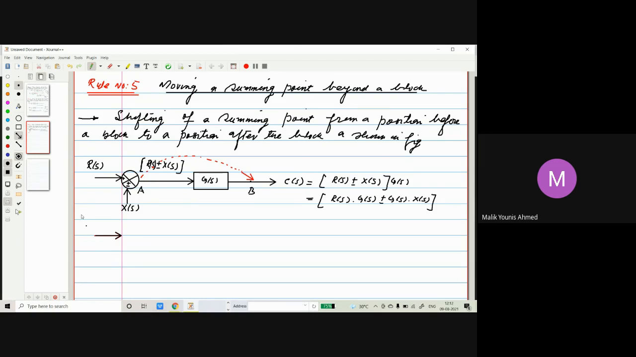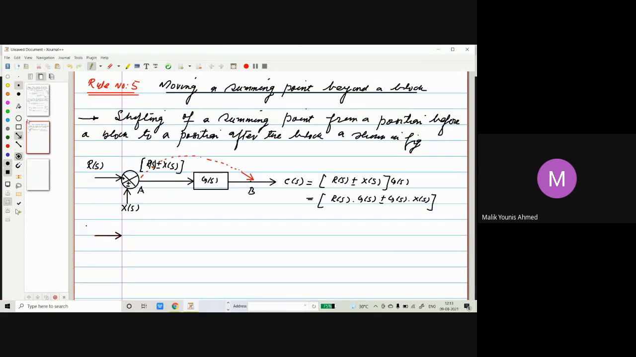What's that rule? Moving a summing point. Now from this position A, we are going to move this summing point. So the summing point will not be there now. It's very clear. Now what will be here? Transfer function. So R of S will go directly to the transfer function, because the other signal input is with the summing point, so that will go along with the summing point.